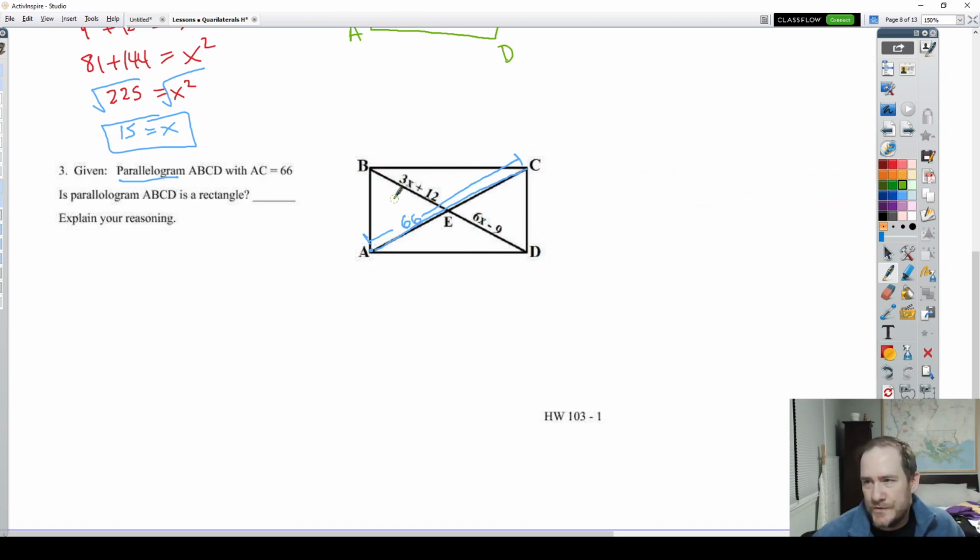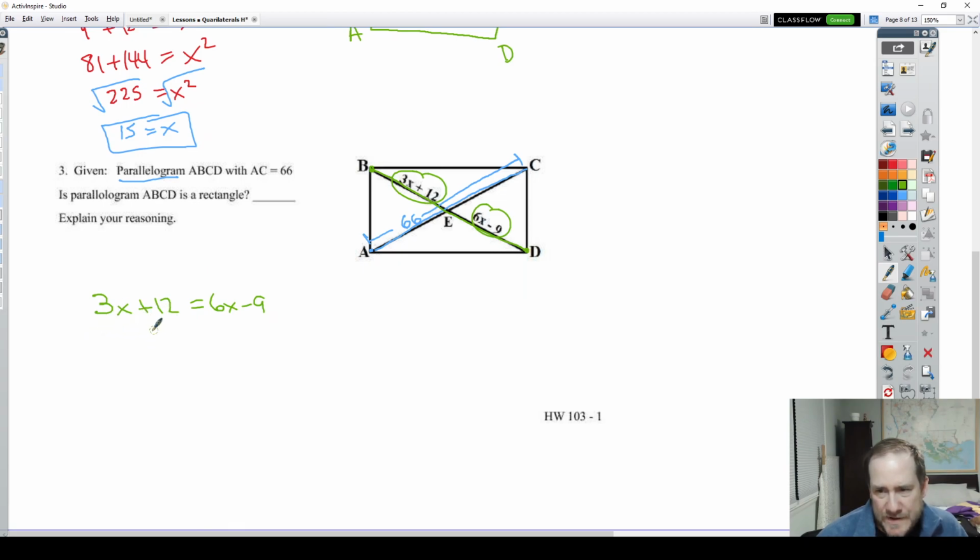Now, we're a rectangle as long as the diagonals are the same. So what we know for sure is that the diagonals still bisect each other, because that's true for parallelograms, not just rectangles. So I can take these two x expressions and set them equal to each other. And I can solve for x. Then I can plug in for x, and if I get 33 and 33, meaning the whole thing is 66, then the diagonals are the same and will be a rectangle. So that's what we're hoping.